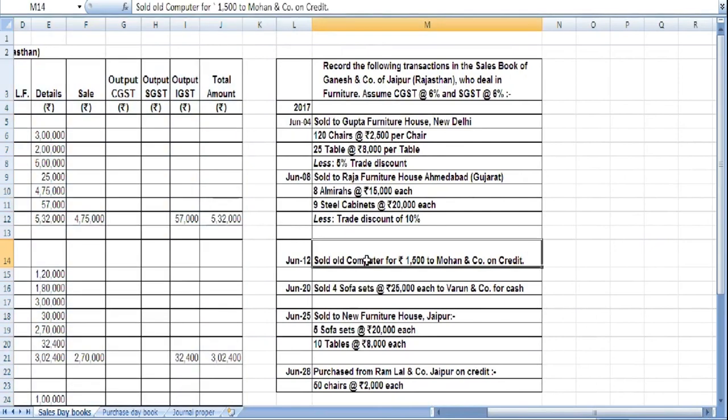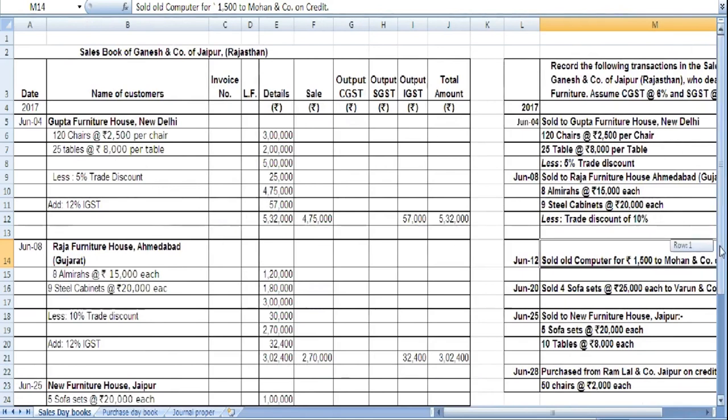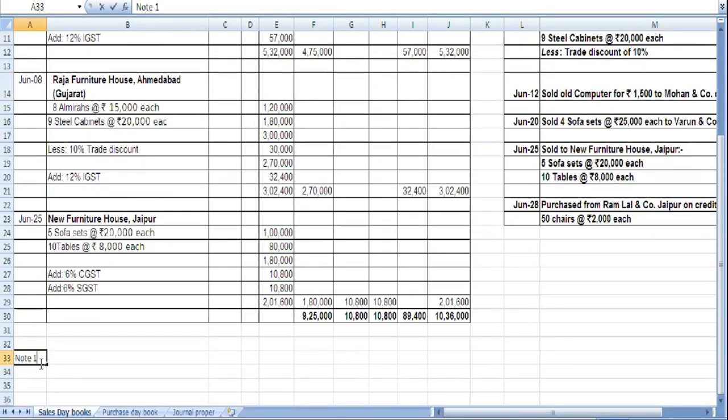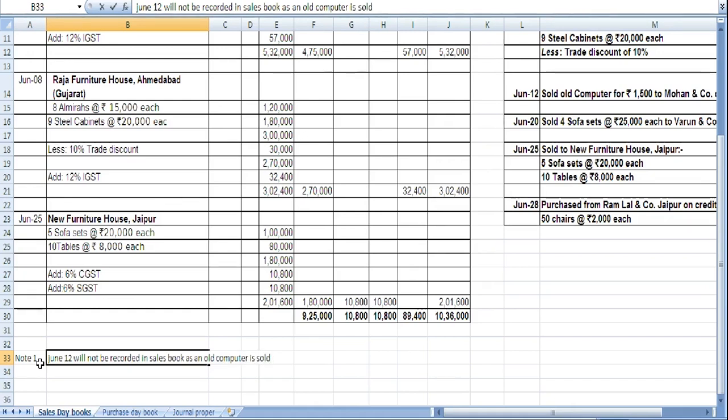Now for June 12, we do not have any entry, because June 12 is the day when he has not sold the furniture, he has not dealt with the furniture, but he sold the old computer, which is not the sale of goods. So for this, below we'll write down note 1: June 12 will not be recorded in sales book as an old computer is sold. Okay, so you can write just short.